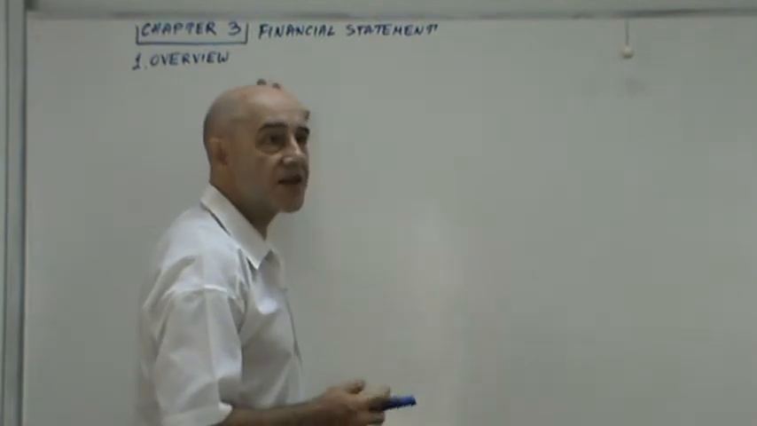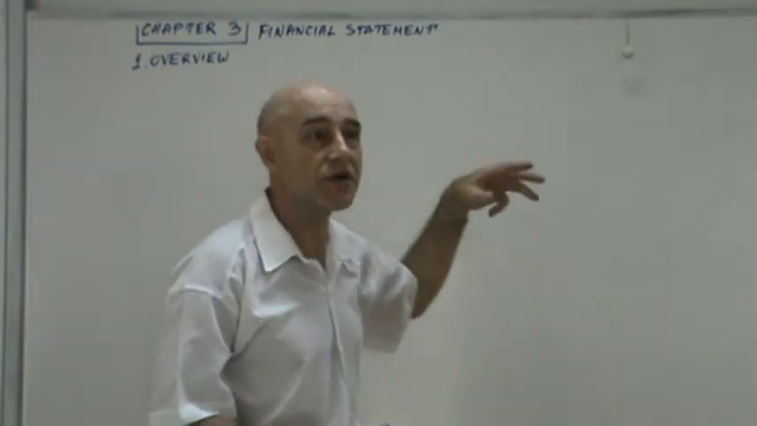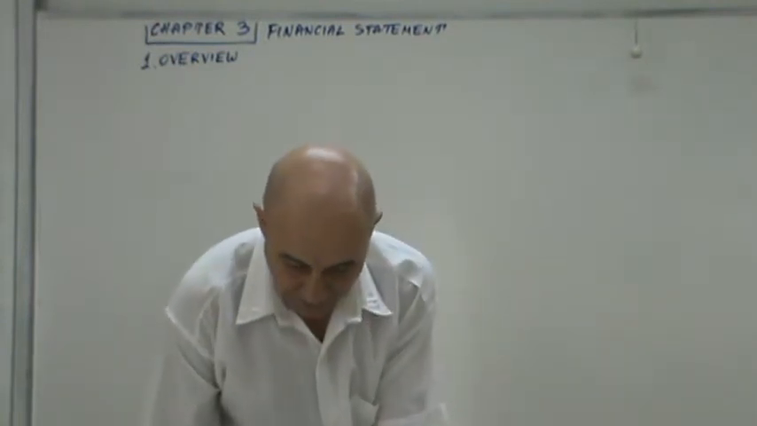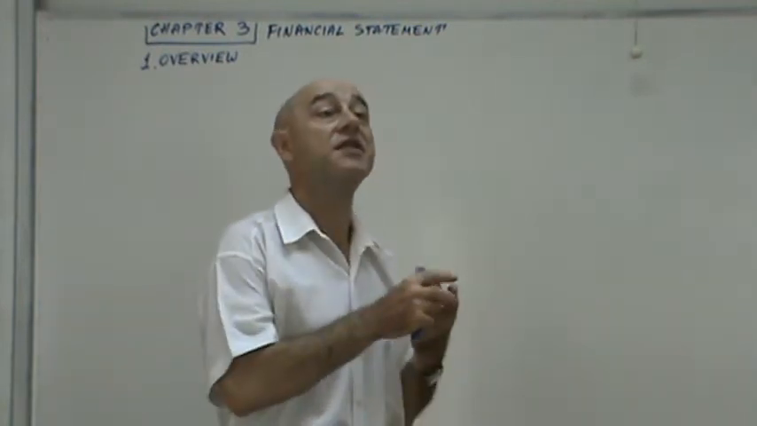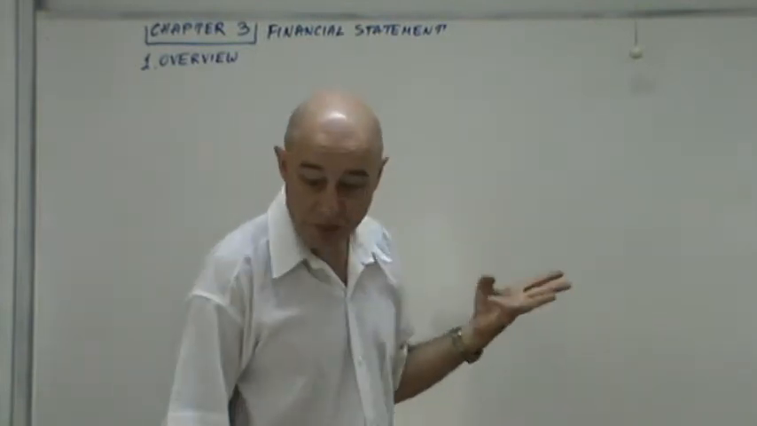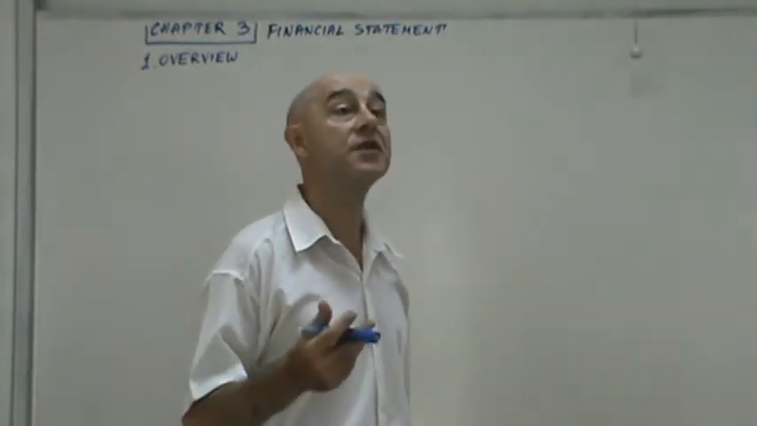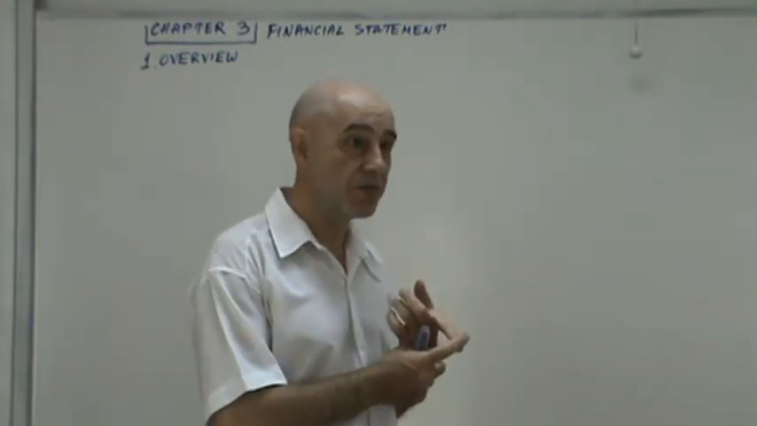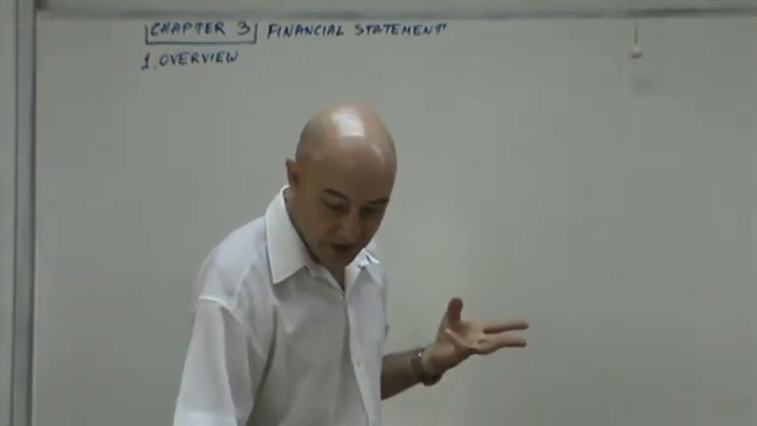For financial analysis, we don't do too much with the owner's equity. We focus on the other three: the income statement, balance sheet, and cash flow statement. Why study financial statements? Number one is financial statement analysis. Number two is financial control. Number three is forecasting and planning. The accounting principles we discussed were three: the revenue recognition principle, the matching principle, and the historical cost principle.